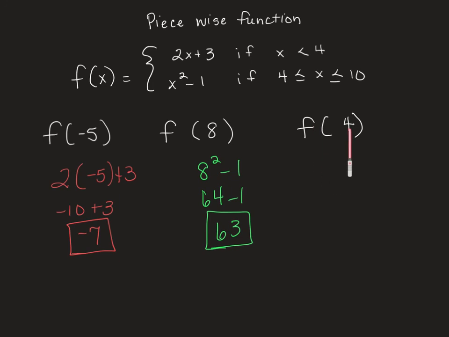This one's a little trickier because it's 4. It is an inflection point. It's going to make a difference. So this one here, if you notice, it says x is less than 4. Less than, not equal to, just less than. This one here is 4 is less than or equal to. Because I have the or equal to, this 4 gets plugged into the bottom equation. So I'm going to say this is 4 squared minus 1. You tell me it's 16 minus 1. You tell me the answer is 15.